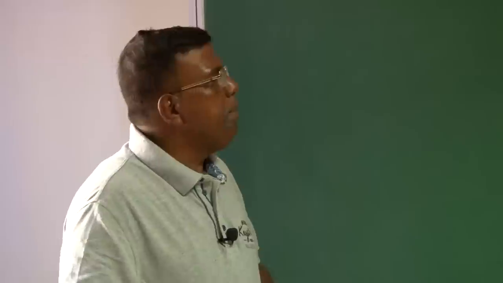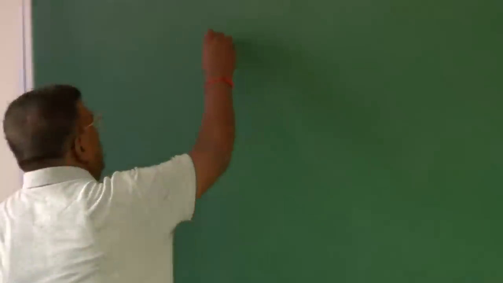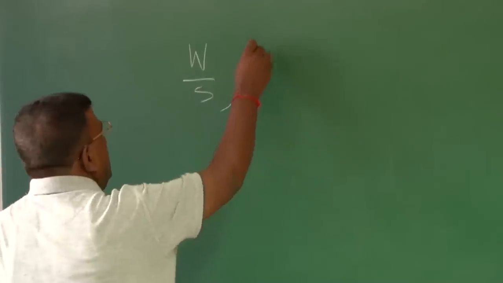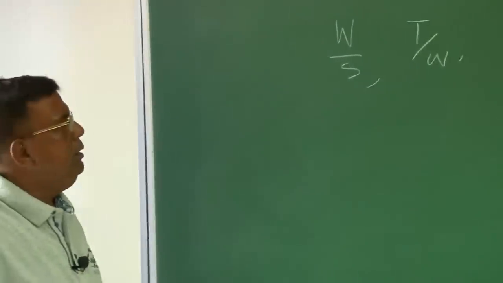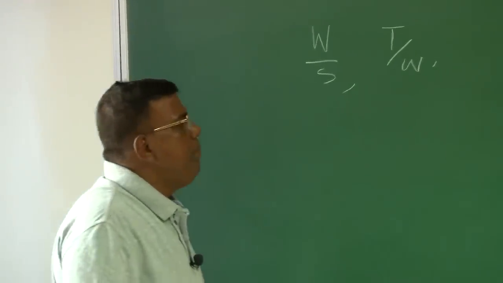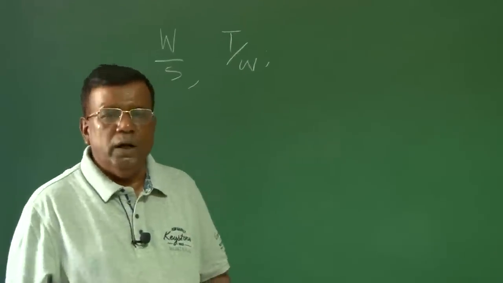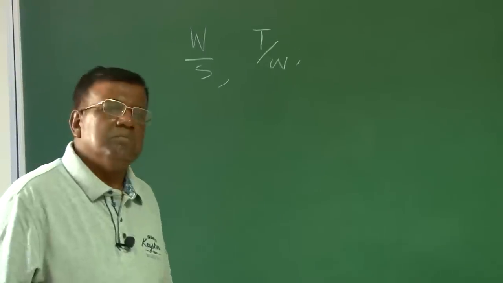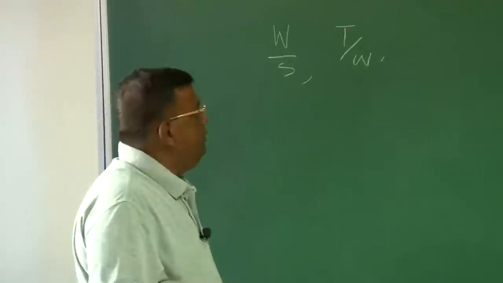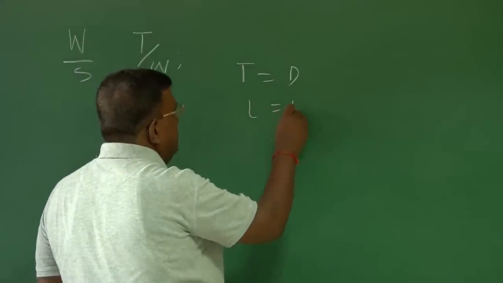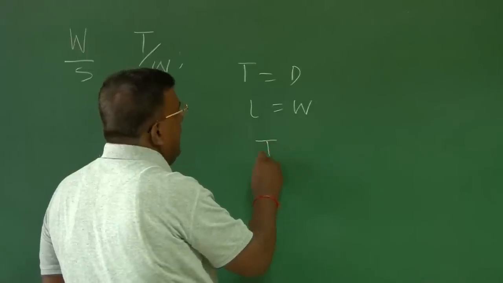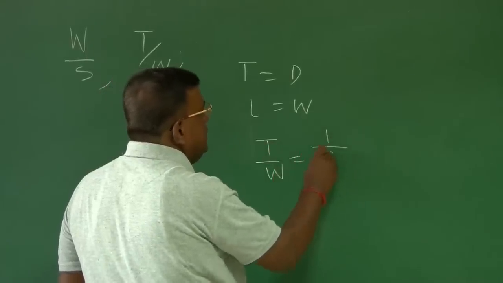Okay, we'll still continue on a few things which will be useful, and it is also a part of revision. We have been talking about W by S, we have been talking about T by W, and when it comes to T by W, how much T by W is required for a normal, say, cruise dominating airplane? If I want to see that, then I know that T equals D and L equals W, that means T by W is 1 by CL by CD.